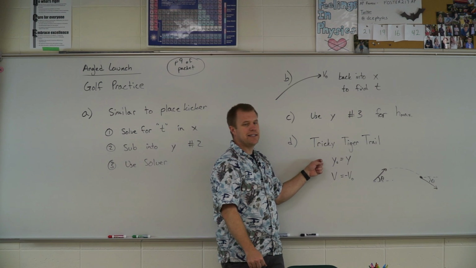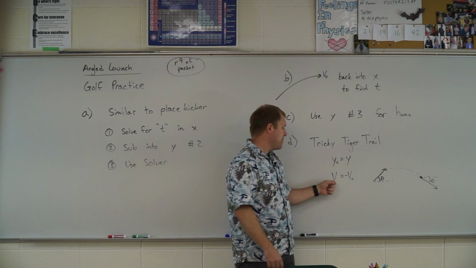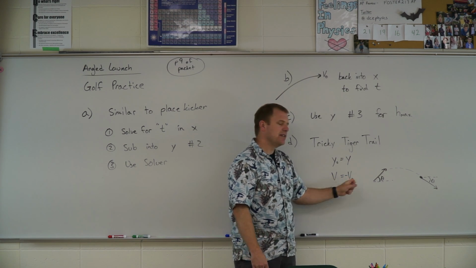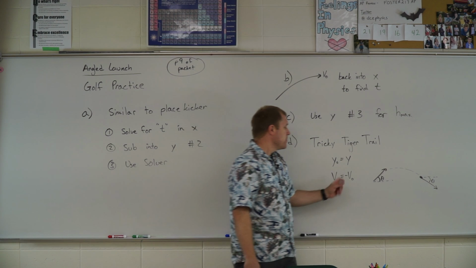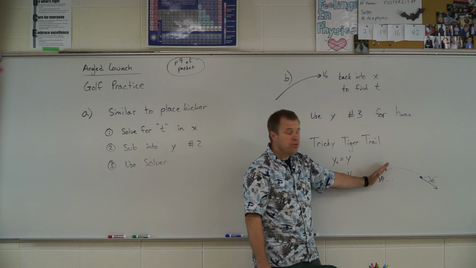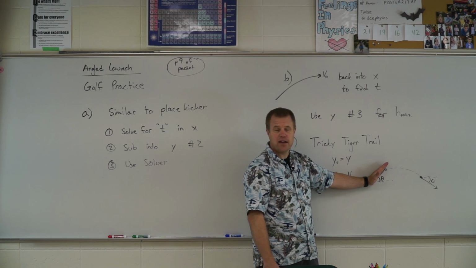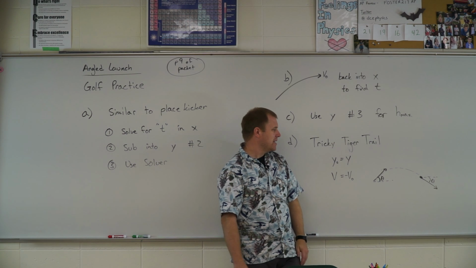Or tricky tiger trail, because it's a y naught equals y problem, you might remember, well, that means the final velocity is the opposite of the initial velocity. Now, it works a little different here with angled launch. The difference is with this negative sign, instead of above the axis at that angle, it hits below the axis at that angle. So that's our tricky tiger trail.